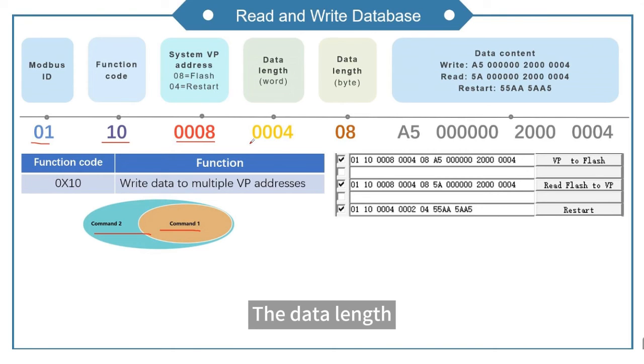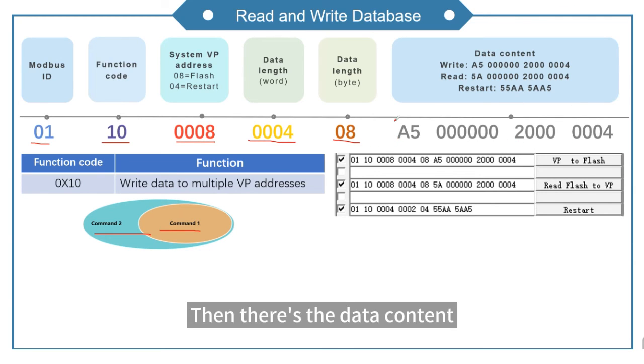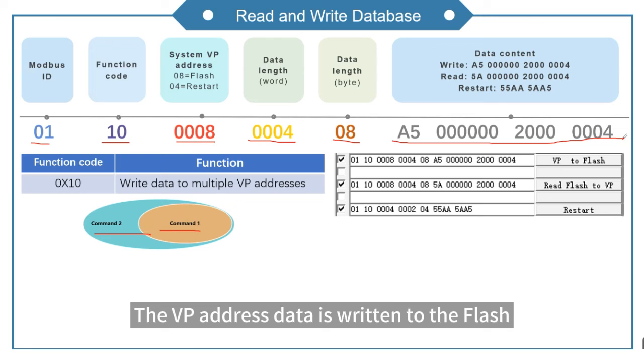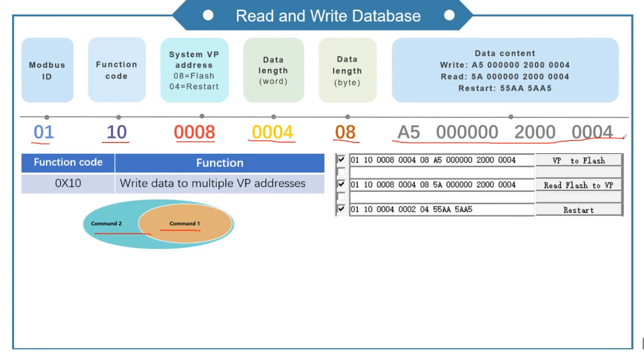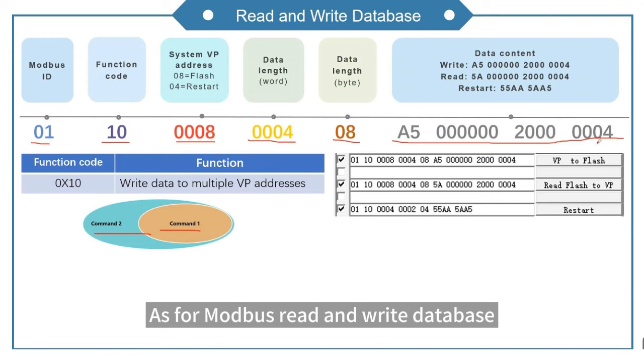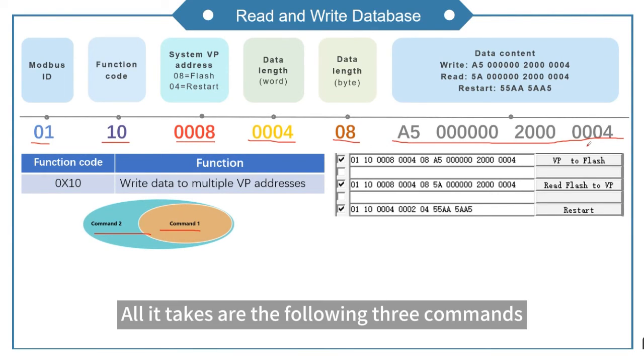Since 08 address takes up 4 words equals 8 bytes, the data length 0004 means 4 words. 08 means 8 bytes. Then there's the data content. You can write commands inside: A5 0000 00, 2000, 0004. The VP address data is written to the flash. Let's do more stretching. As for Modbus read and write database, all it takes are the following 3 commands.